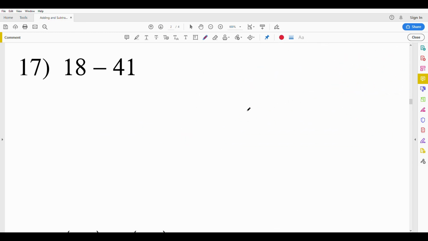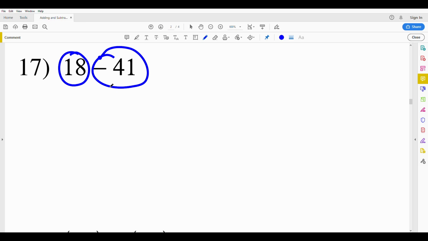Moving on to number 17, we have 18 minus 41. 18 take away 41. Now we're starting with +18, but we're taking away or moving to the left 41. So you can think of this as 18 plus a -41, or just simply 18 minus 41. So our negative number, or the number that we're using moving to the left, is a greater distance from 0 than 18 is. So we know that we're going to be negative.